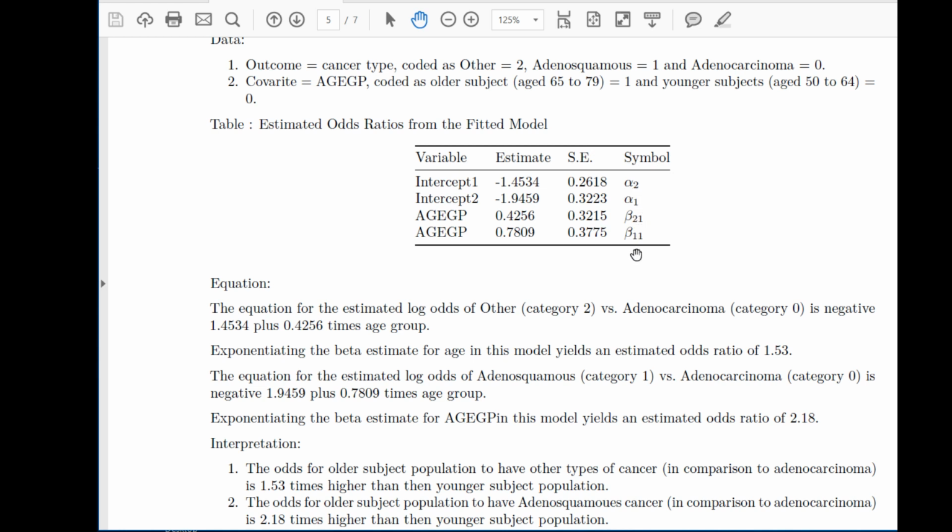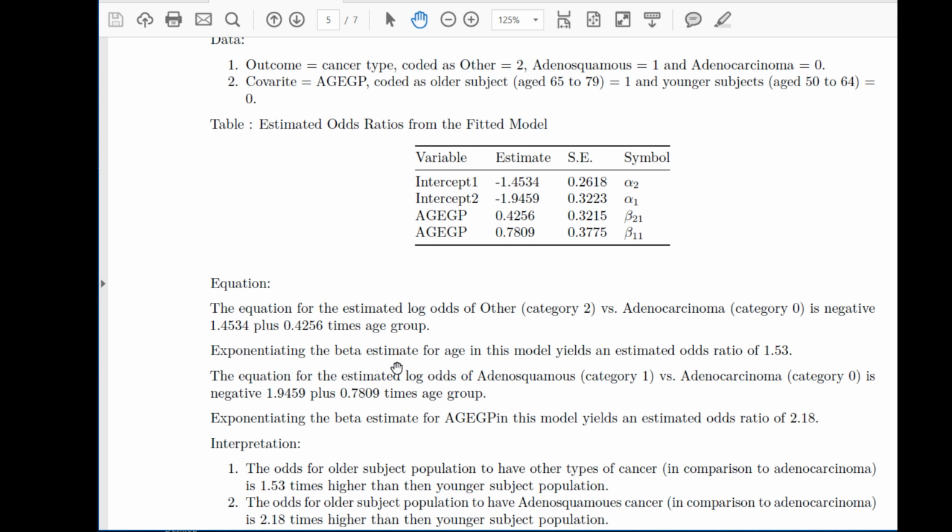alpha 2, alpha 1, beta 2,1, beta 1,1. So the equation for the estimated log odds for other category versus adenocarcinoma, category 2 versus category 0, is negative 1.45, this one, plus 0.426, this one, times age group. So that's the log odds equation, the logit equation for category 2 versus 0.